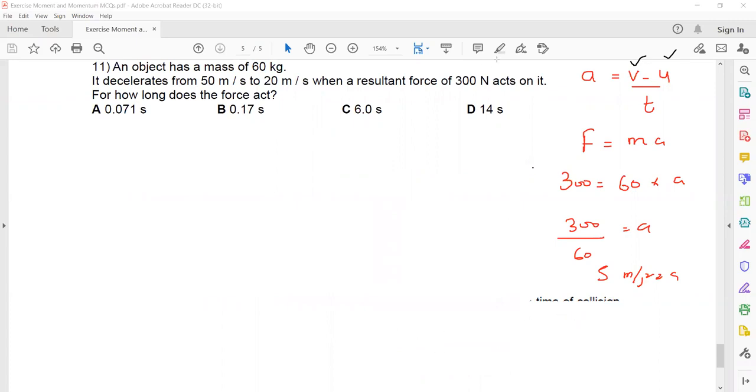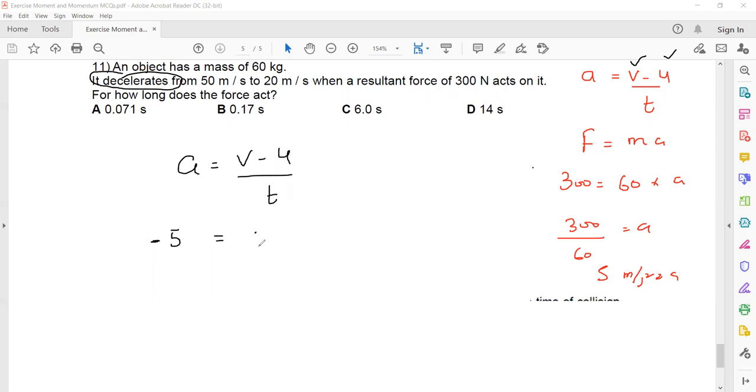So how can we find the time? Acceleration is final minus initial divided by time. So deceleration is 5. Because it is deceleration, we will put negative. If it was acceleration, we'll put positive. So deceleration, it's minus 5.